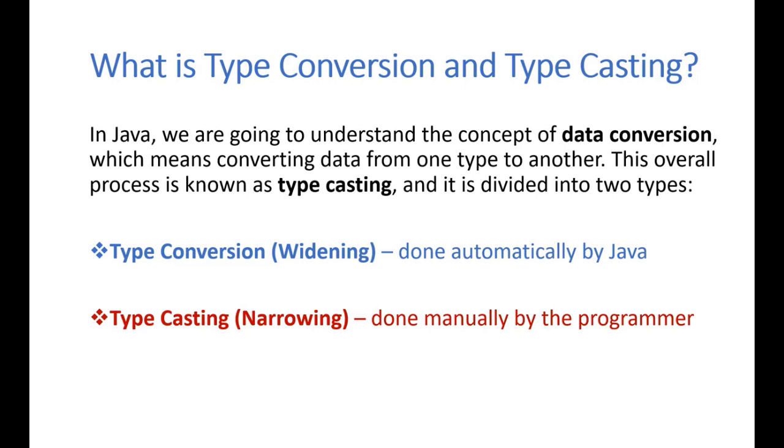In this video, we are going to discuss one of the important concepts of programming, known as type conversion and typecasting, which means we are converting data from one type to another. The process of converting data from one type to another is known as data conversion, and the process is known as typecasting. Why are we going to go for data conversion?